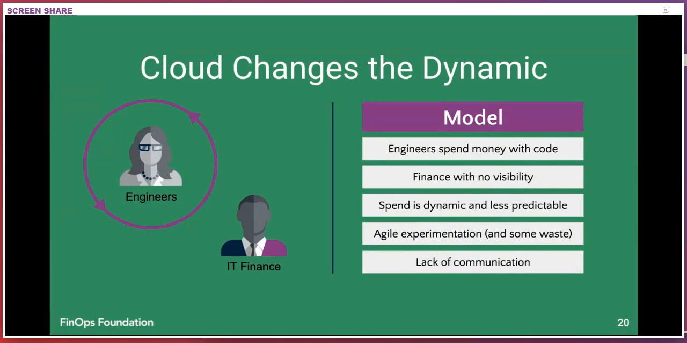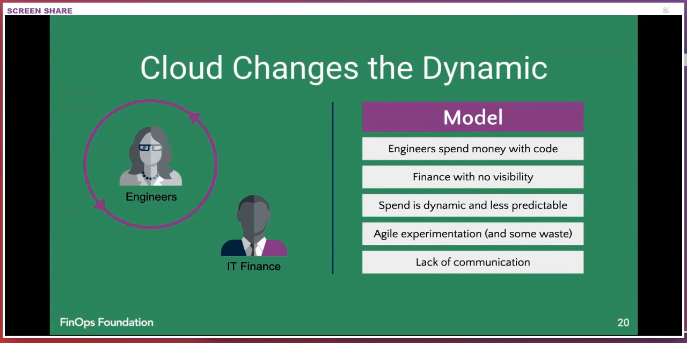There's no large upfront expenses. And now month to month, the spend is very dynamic and very hard to predict. There's a lot less cost of failure for teams to practice, to try out proof of concepts, et cetera. But the big thing here is there's a lack of communication now between engineers and finance around spend.